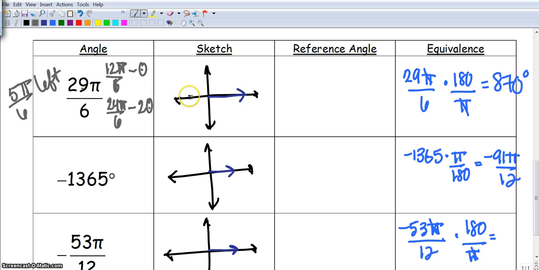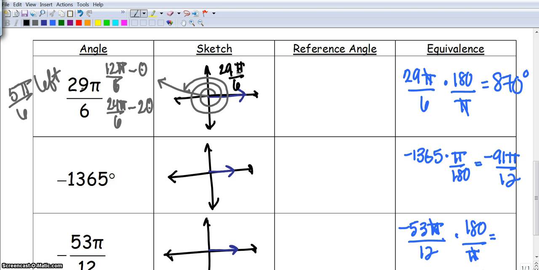1 pi is halfway around, so we're going to go 2 full times around and a little less than halfway around. Okay, because remember, pi is half the circle. So 5 pi over 6 is a little less than half the circle. All right, so here we go. We are going counterclockwise. 1 circle, 2 circles, and a little less than halfway. Draw your arrow so we know which direction you're going. And let's label this as 29 pi over 6.